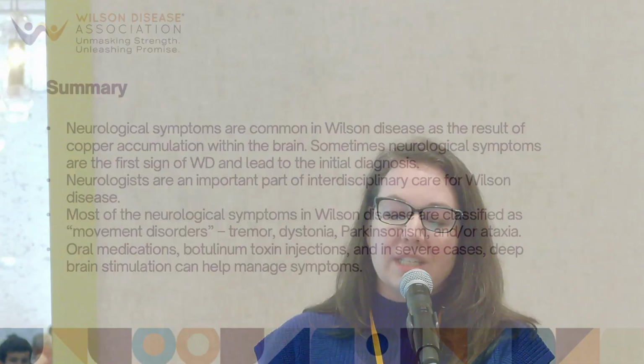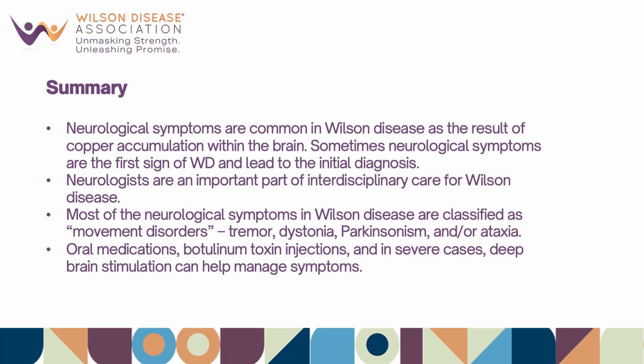So in summary, neurologic symptoms are common in Wilson as the result of copper accumulation within the brain, and again, particularly within the basal ganglia. Sometimes neurological symptoms are the first sign of Wilson and may lead to the diagnosis. Neurologists can be an important part of interdisciplinary care. Most of the neurological symptoms are classified as movement disorders, things like tremor, dystonia, Parkinsonism, or ataxia. And we can use a combination of oral medication, botulinum toxin injection, and in severe cases, deep brain stimulation to help manage those symptoms.